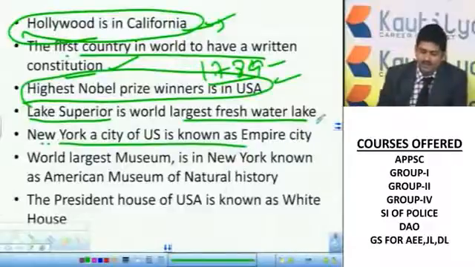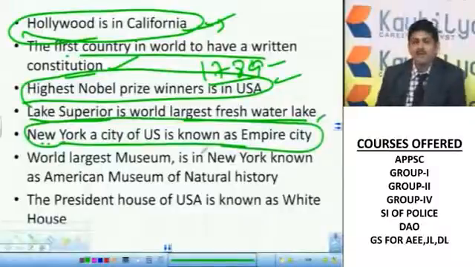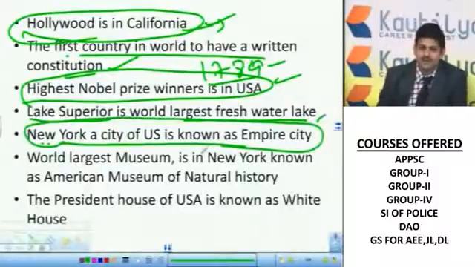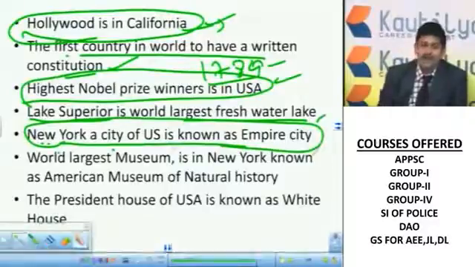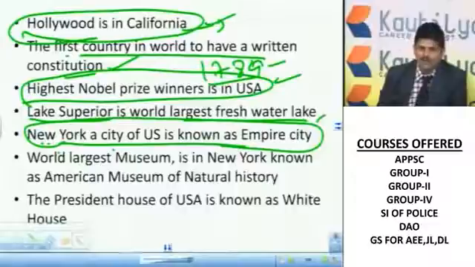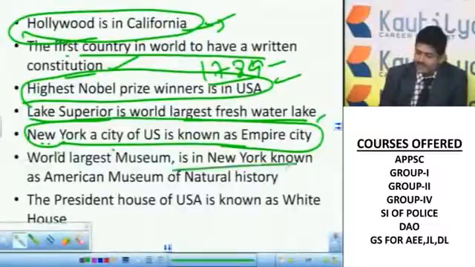Next, New York City in the US is known as Empire City. Not only that, it's a very popular city in the USA. Remember, the capital of the USA is Washington, not New York. You can see many United Nations organization headquarters are in New York only. So the world's largest museum is in New York.